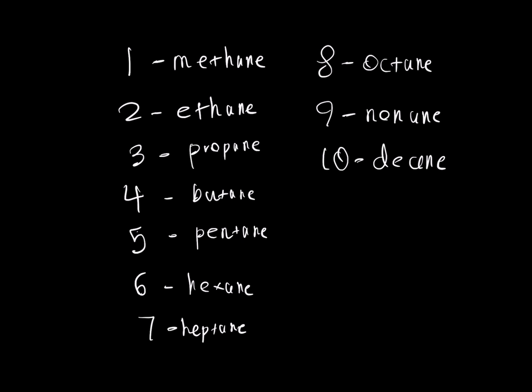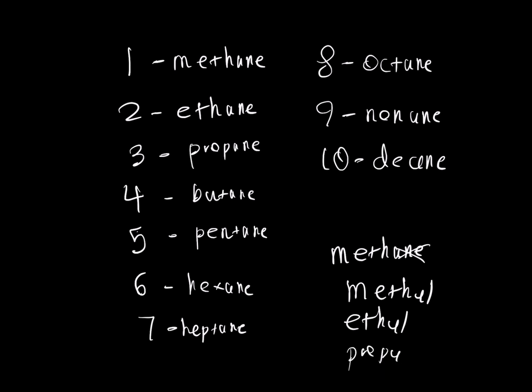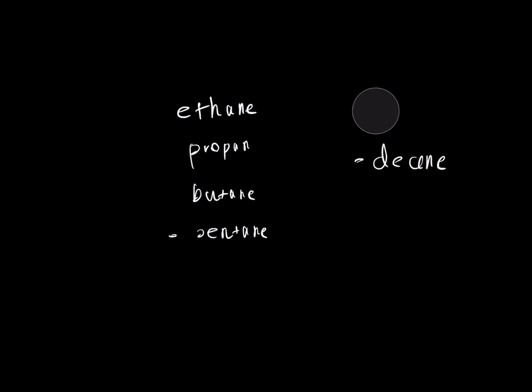Also for that list, let me just bring it back. If you have a substituent that has the same number of carbons as these, what you would do is take away the A and E and put methyl. For example, if you had a substituent with one carbon, instead of methane, it's methyl. Same thing for two carbons, ethyl, propyl, all of that. So now let's go over our first example.